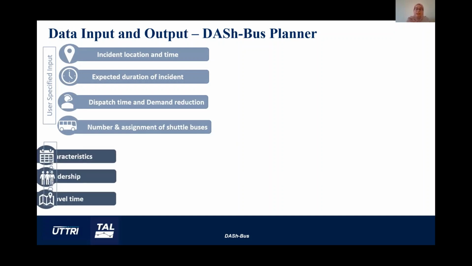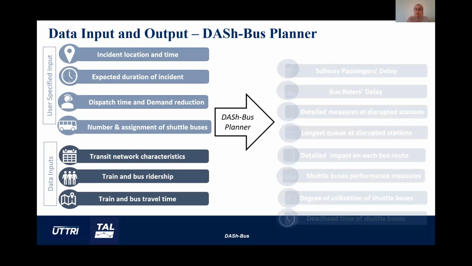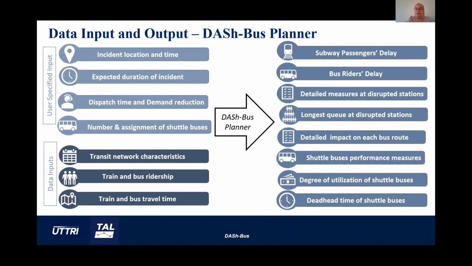Then, in order to evaluate metrics such as user delays, we need some data inputs related to the transit network characteristics, the train and bus travel times, and train and bus ridership. Then Dash Bus Planner evaluates a bunch of metrics related to passenger delays, shuttle bus performance measures and efficiency, the detailed measures at each disrupted station, and a lot of other metrics.